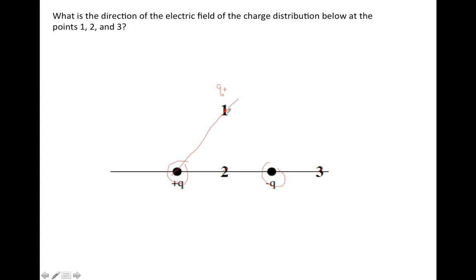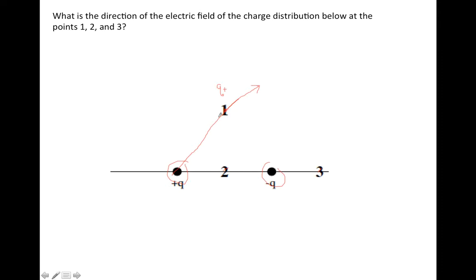So test charge small and positive. So what does that mean? That means positive or positive, the electric field will be directed away in this direction. I'm sorry, my hand is not stable, but it's just along the line connecting these two charges.